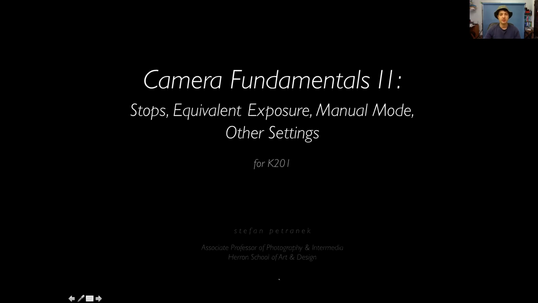So, we are going to spend some time talking more in depth about camera fundamentals today in our second series, Camera Fundamentals 2. Okay, and so we're going to talk a little bit about stops, equivalent exposure, how to use your manual mode, and a few other important camera settings.